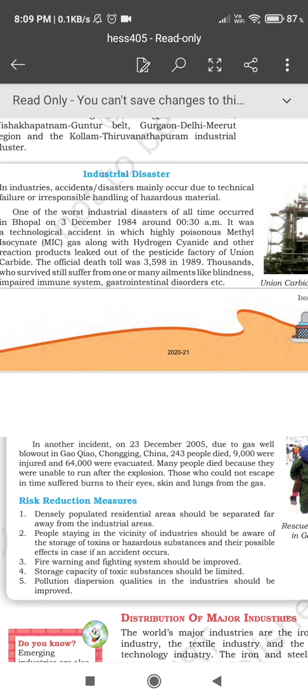Another incident on 23rd December 2005 in China, 243 people died, 9,000 injured and 64,000 evacuated. So these are examples of industrial disasters.